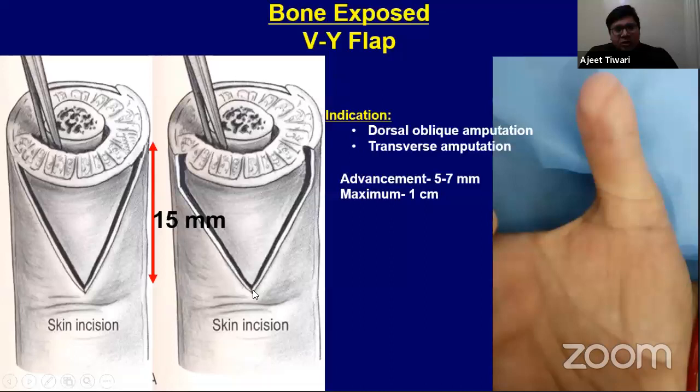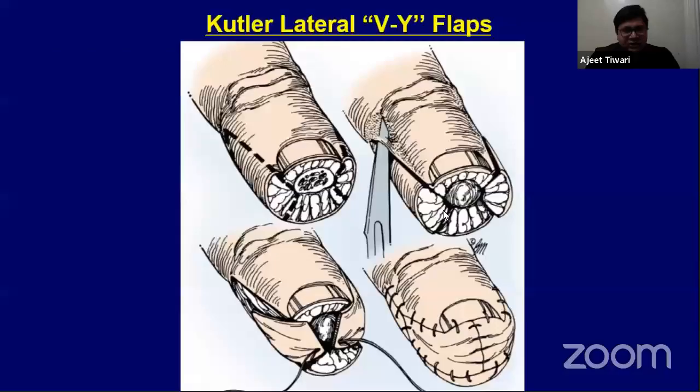The maximum advancement we can get with a VY flap is 1 centimeter, but 5 to 7 millimeters can easily be achieved. The other option for the transverse amputation is the Atasoy VY flap. The problem with this flap is that it cannot be mobilized as much as the normal VY flap. So this is a case of a patient with transverse amputation in whom a VY flap was done.